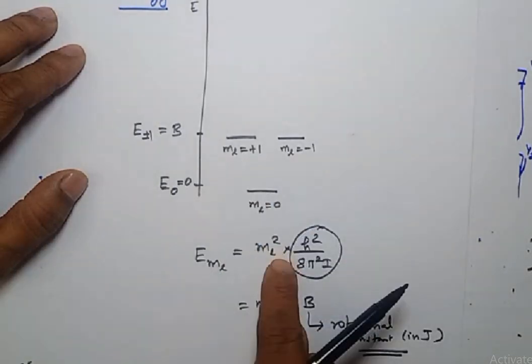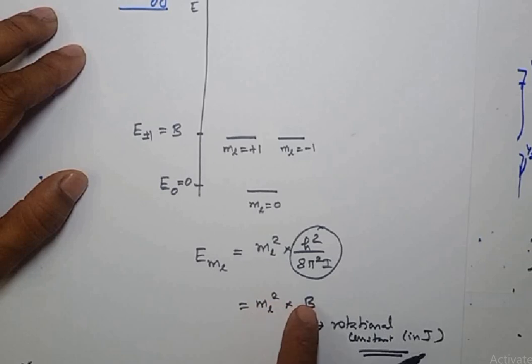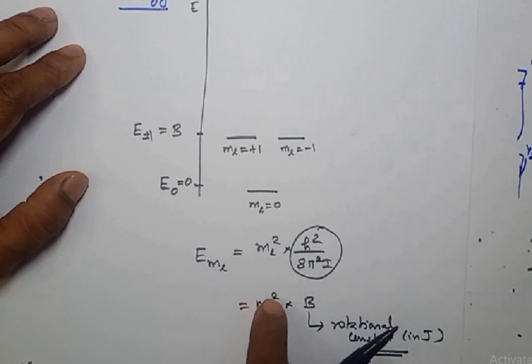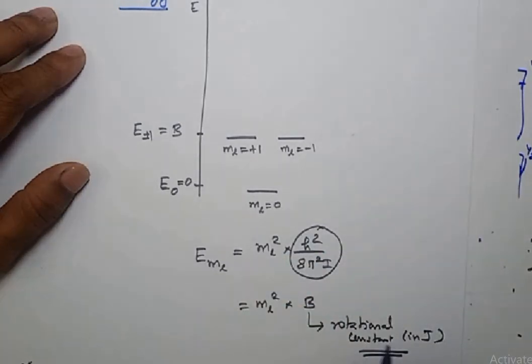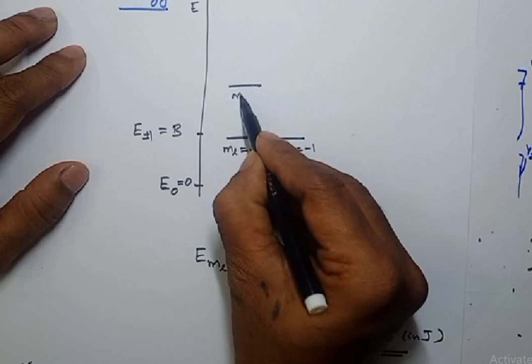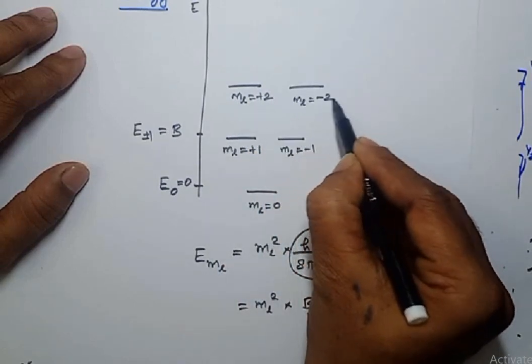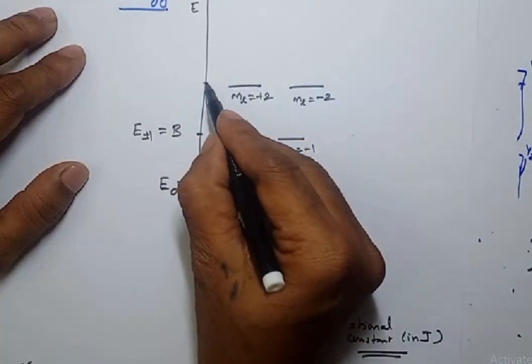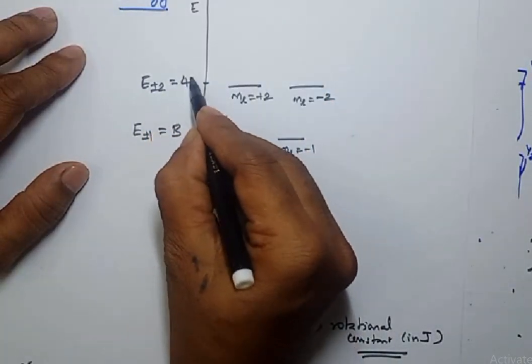Now, we'll move on to the next level. Put ml equal to plus 2 and minus 2. If we put plus 2, 2 squared is 4, and 4 into B is 4B. If you put minus 2 and take the square, I again get 4, and 4 into B is 4B. Therefore, ml plus 2 and ml minus 2 also give the same value of energy, which is 4 times B.